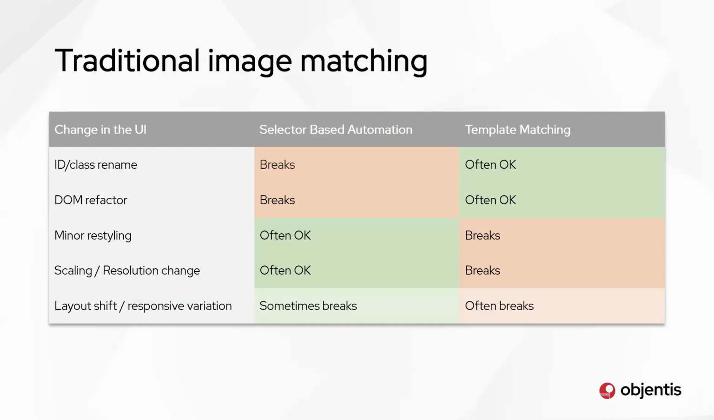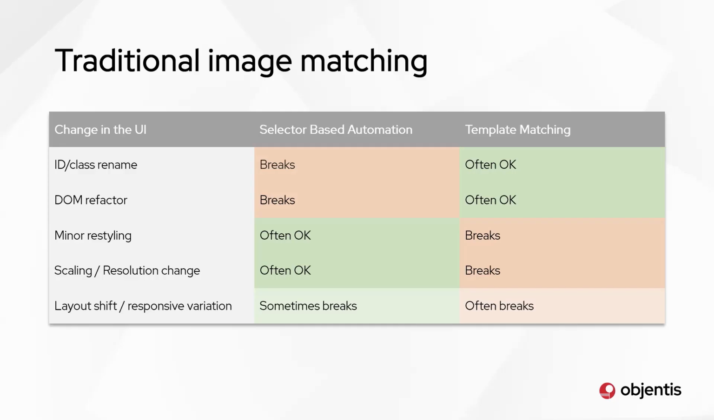So for different kinds of UI changes, you will see, okay, for some of them, the selector-based automation or the currently traditional UI automation works fine or breaks, right? Depending on what kind of locators you're using, where the image matching would work, and vice versa, right? So you can decide which one you use, but in both ways, you will find something that is not really working. So this is not a question about, okay, do we do selector-based or visual-based?